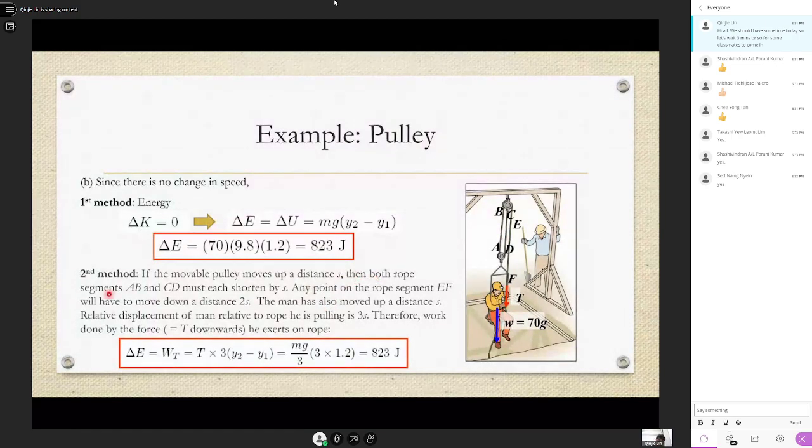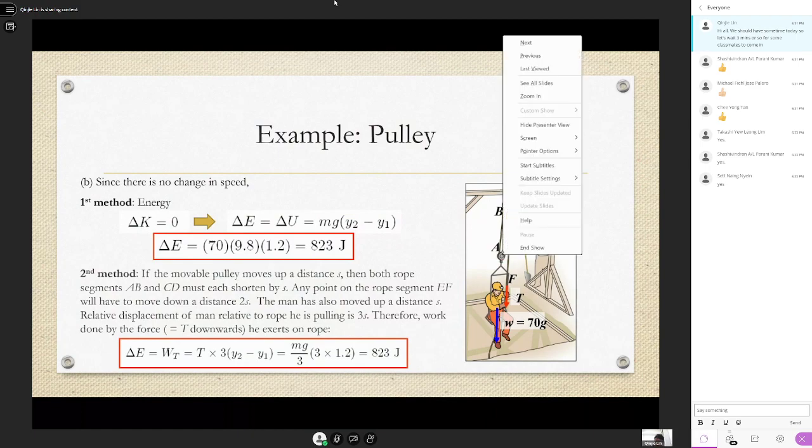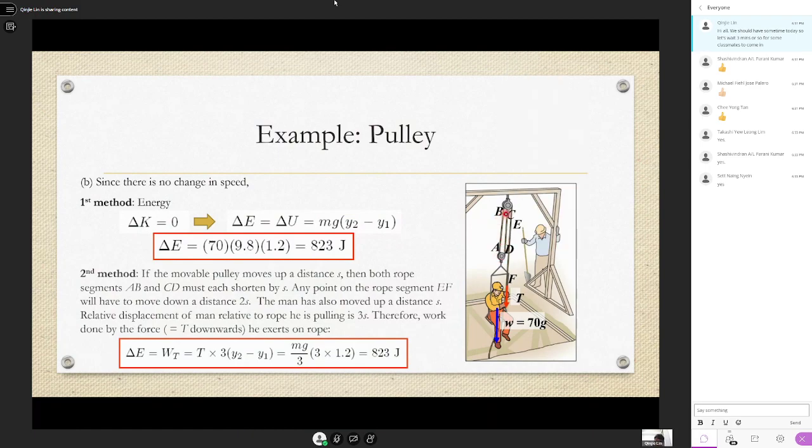Then both rope segments AB and CD must each shorten by s. So you see this pulley here. If it moves up by s, that means this rope section AB and this rope CD will get shortened by s. Because this pulley gets closer to the other pulley, so it will get shortened. Okay, that's the first thing.